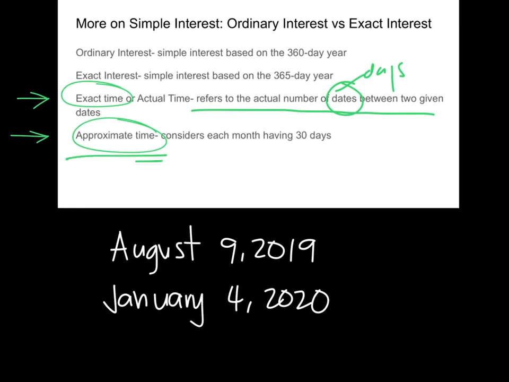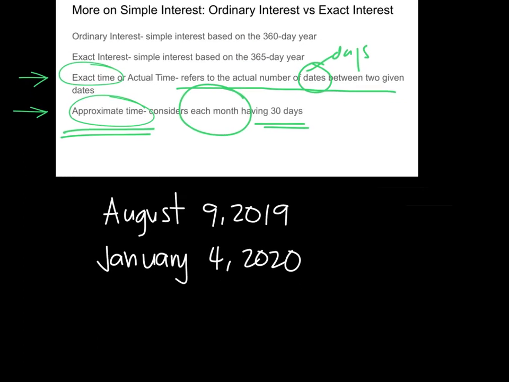While in the approximate time, we have to assume that each month will be having 30 days. And that includes February. So even though we know that February has 28 days, under the approximate time every month will have 30 days, so the month of February will have a counted days of 30. Okay? So let's consider these dates that I have created here. So how do we find the exact time and the approximate time from August 9, 2019 to January 4, 2020.